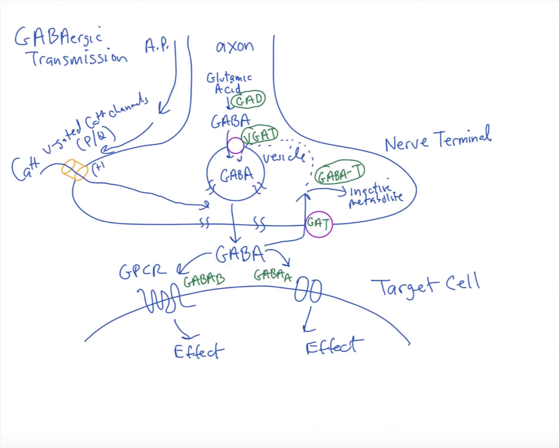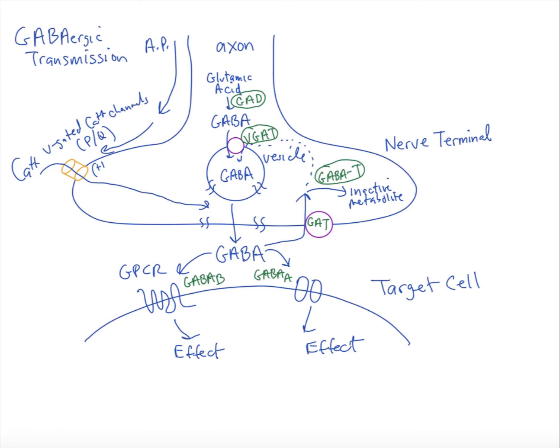Now, the options for GABA in terms of receptor binding is that there could be GABA A receptors, which are ligand-gated chloride channels, which are going to hyperpolarize the cell. Or there's also GABA B receptors, which are coupled to Gi. So these are a G protein coupled type receptor. So GABA has two types of receptors, a ligand-gated ion channel and a G protein coupled receptor.